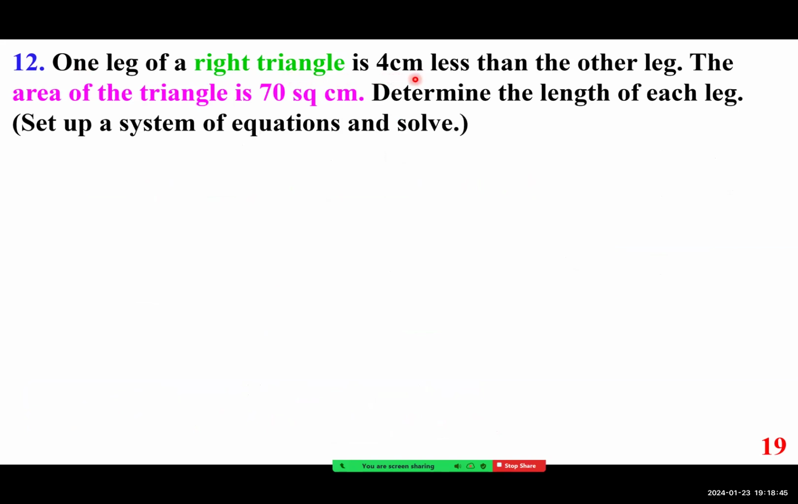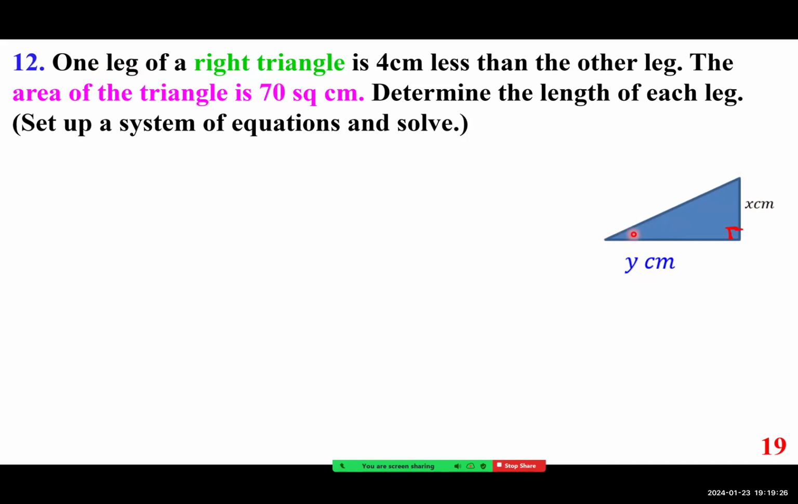One leg of a right triangle is 4 centimeters less than the other leg. The area of the triangle is 70 square centimeters. Determine the length of each leg. Again, set up a system of equations, and so on. So here's the triangle, which is a right triangle. One of the legs is X, one is Y. The way I drew it, Y is larger than X. These are the legs, and this is the hypotenuse.